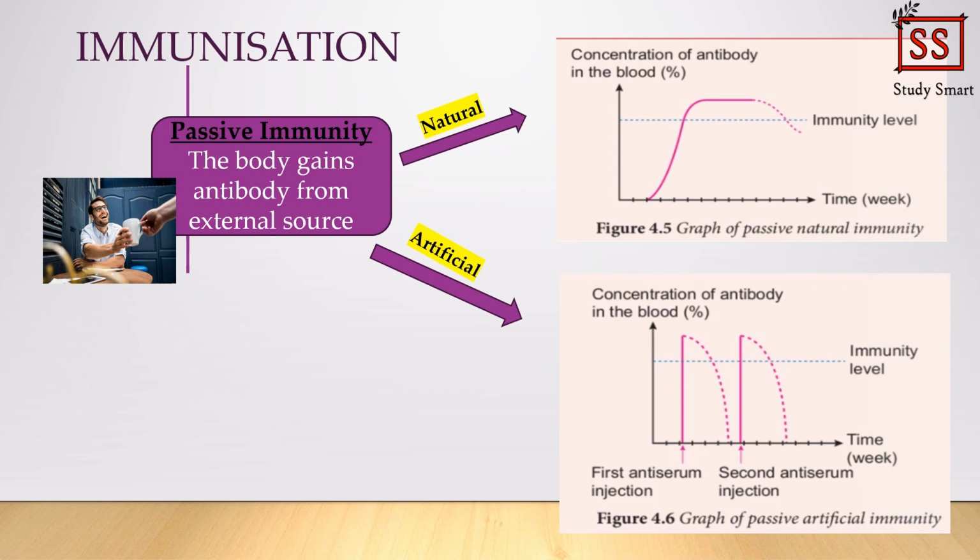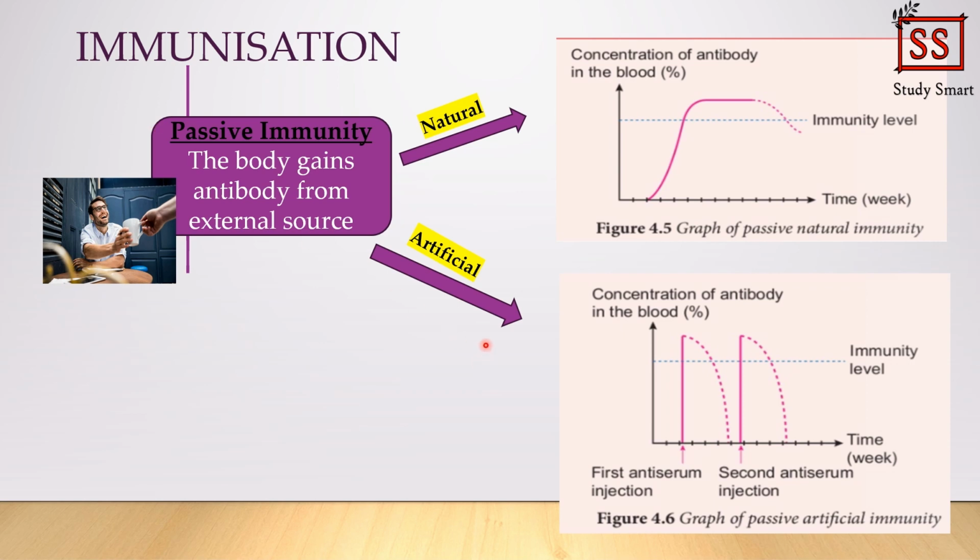If you look at the graph for natural passive immunity, you can see that the concentration of antibody in the blood gradually increases until it reaches the immunity level, but after a certain point it starts to drop back. Why is it so? Because this is passive immunity. You are obtaining antibody from an external source. So the immunity level will not be permanent. It will be temporary. Normally a few months after a baby is born, the immunity from breastfeeding and from the external source from the mother will start to drop.